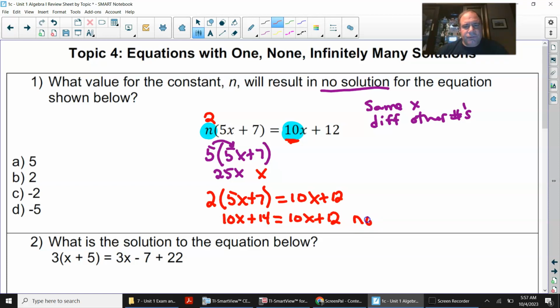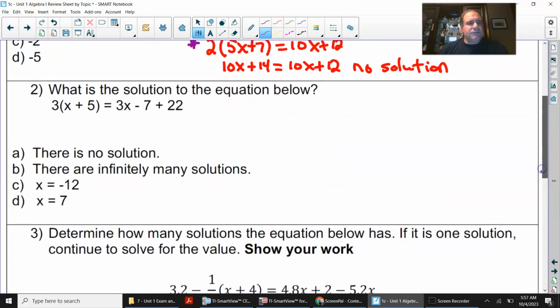This is no solution. Same x, different other numbers. So B is your answer. So you substitute the 2 in and that's it.